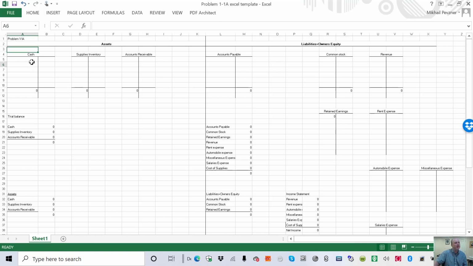Hello, in this problem, this is the solution of problem 118 using T accounts. I want to quickly go through and show you how to do it using T accounts.